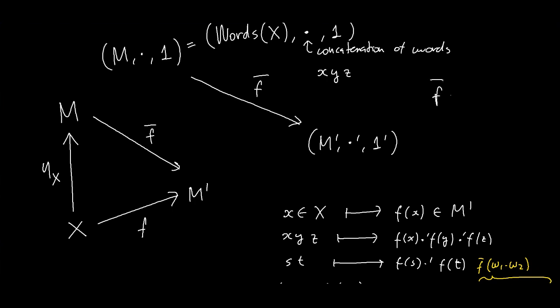F bar composed with eta x equals F. And why is that? Well, remember F bar evaluates words, and eta x will create words out of a single letter, and then evaluating is just applying F to it. And so that's what this equality says. So an example here, F bar composed with eta x of x will be F bar of x, which is a single letter word, is F of x.